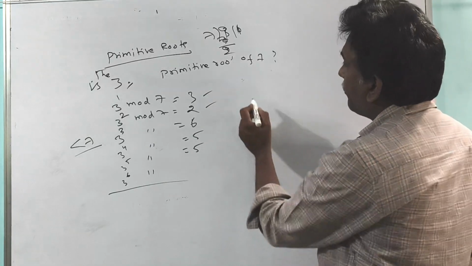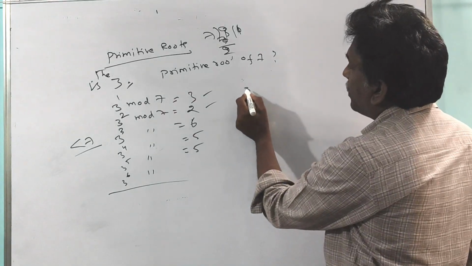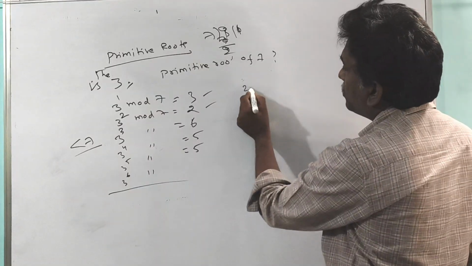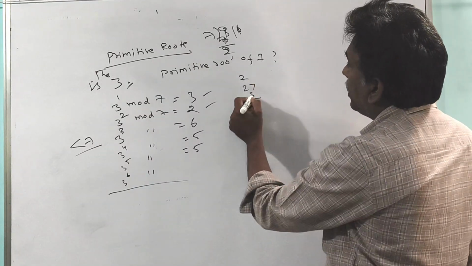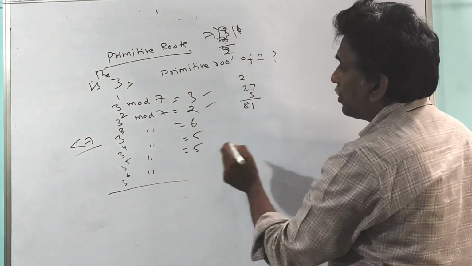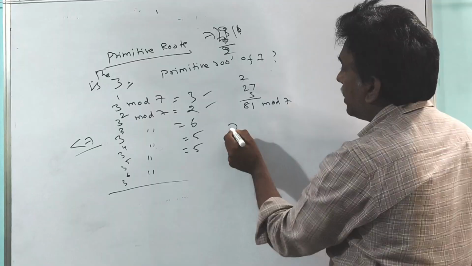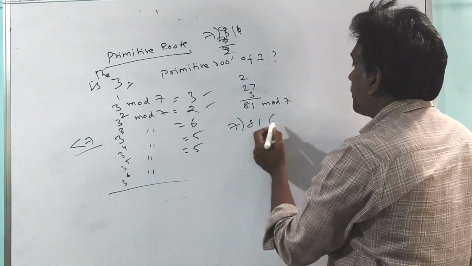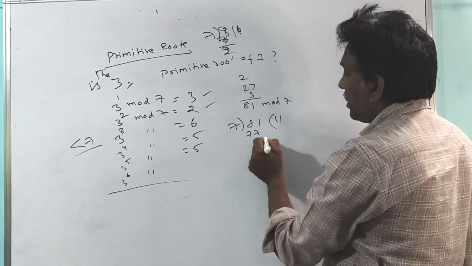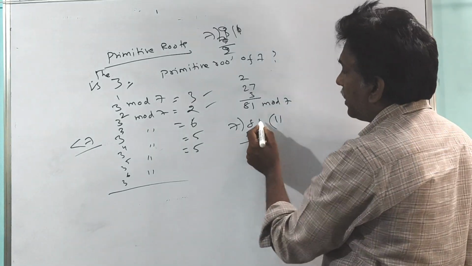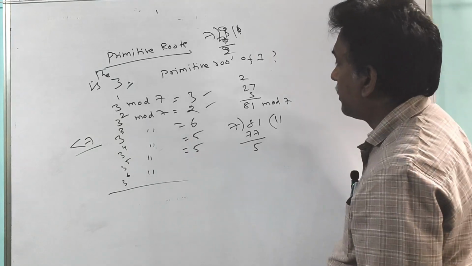Okay. And 3 power 4 means 3 power 3 is 27, into 3. 7 3s are 21, 2. 3 2s are 6, into 2, 81. So 81 mod 7. 81 mod 7 means dividing by 7. 7 11s are 77. Okay, this value will get 5. Okay, so 3 power 4 mod 7 is 5.